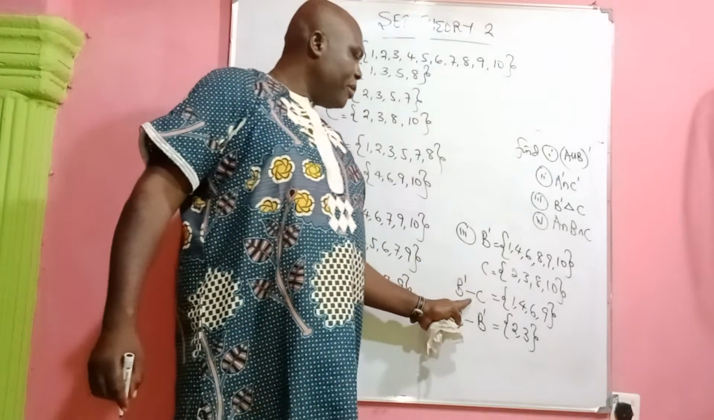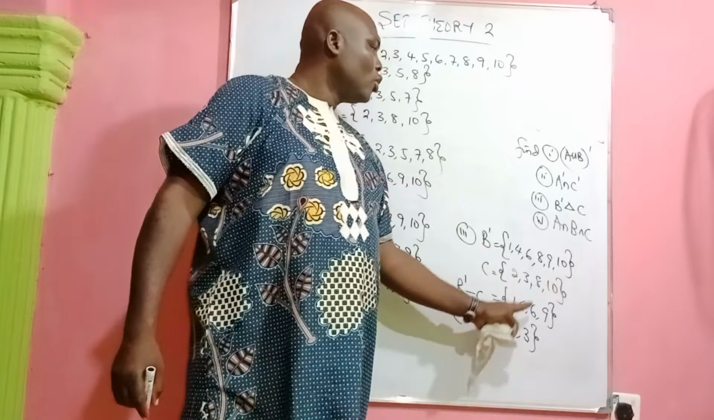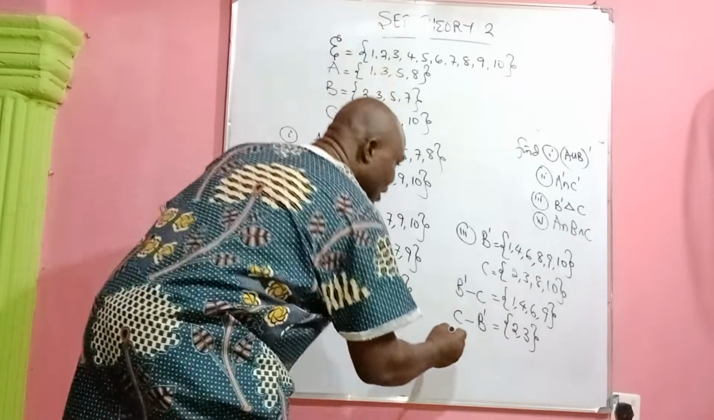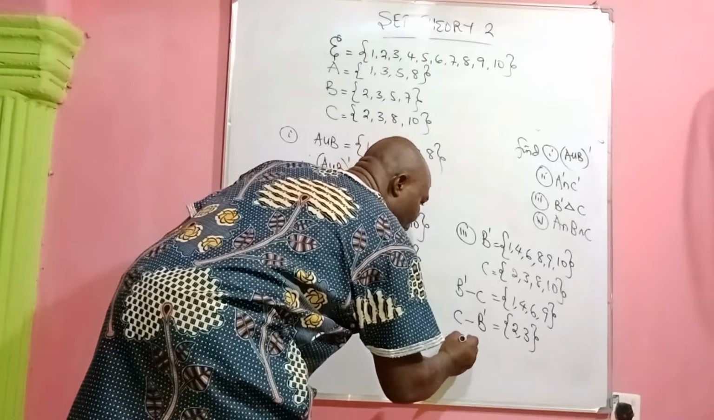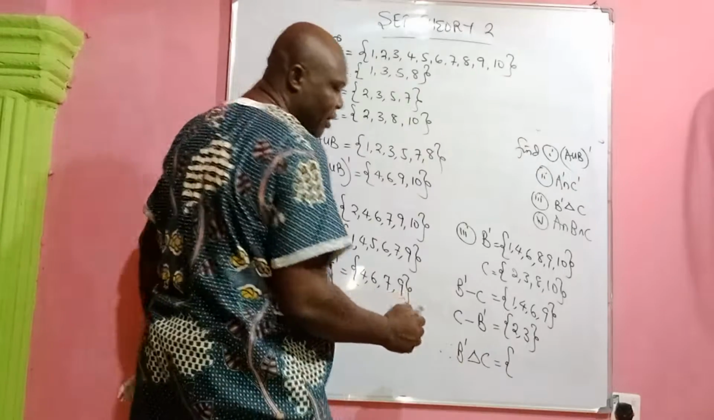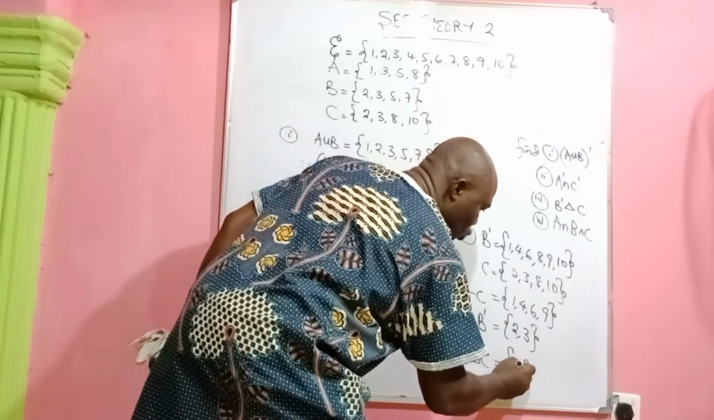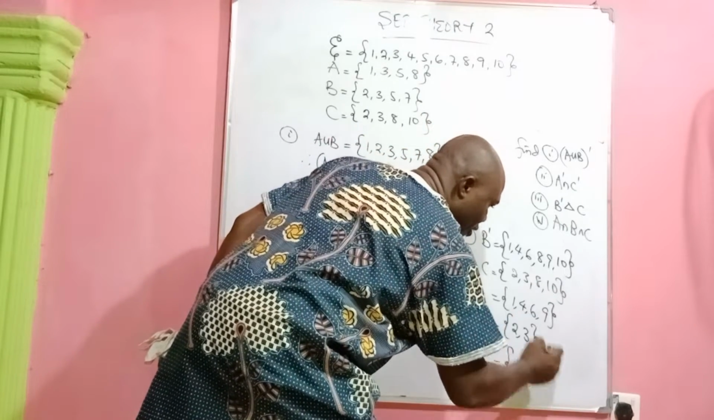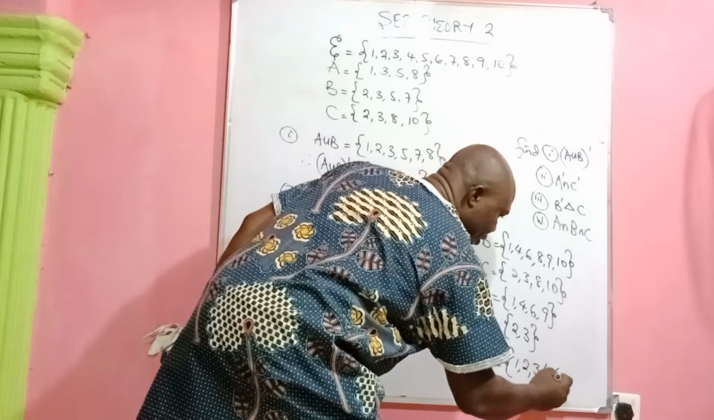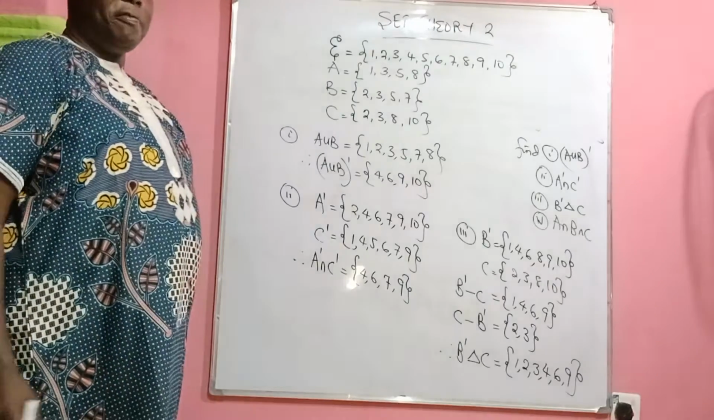So B complement difference C is this. C difference B complement is this. So what will be the symmetric difference? Therefore, B complement symmetric difference C. And when we have symmetric difference, it means we unite the two. So that will give us 1, 2, 3, 4, 6, and 9. So that is our B complement symmetric difference C.